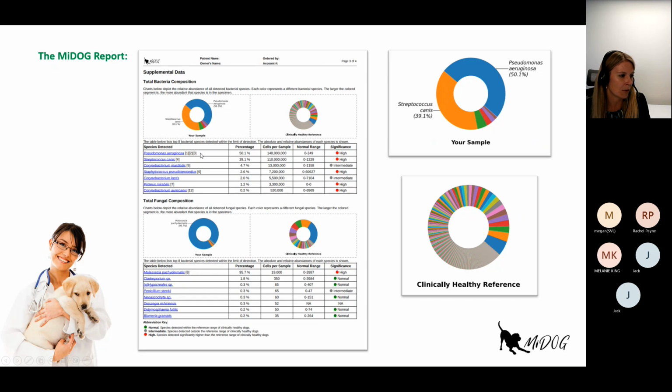Those numbers in brackets are the literature citations on why this is a pathogen. And then the same down here for the fungal profile as well. Again, we only have the clinically healthy range for dogs at this time, but we're actively working on adding feline and a lot of exotic patients as well.